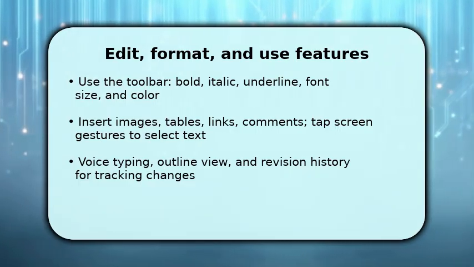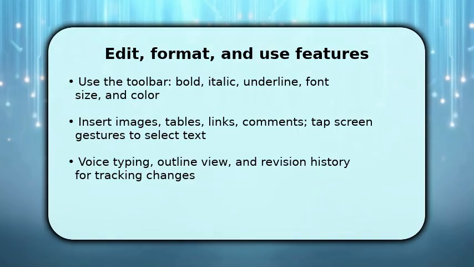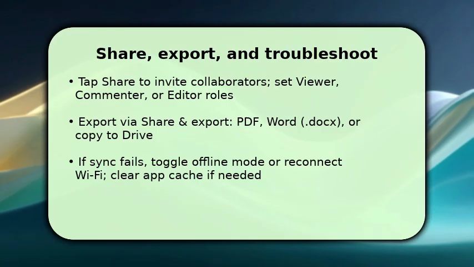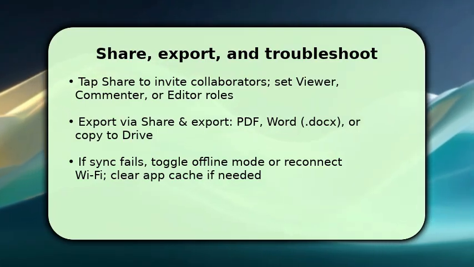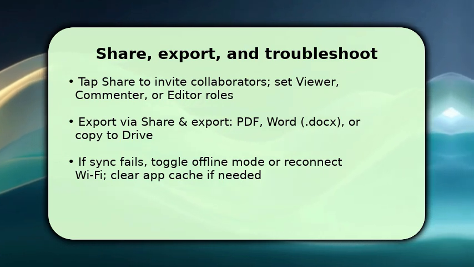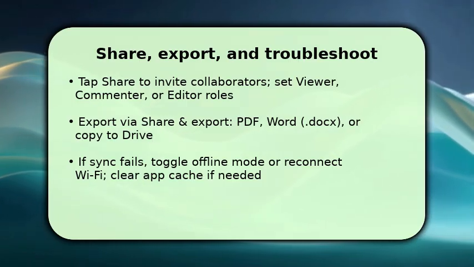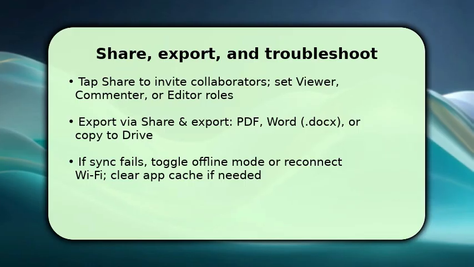Make sure to check revision history if you need an earlier version. It keeps your work recoverable. Finish by sharing and exporting your file. Tap Share, enter emails, and choose Viewer, Commenter, or Editor so people get the right access. Once shared, collaborators can edit in real time. To save a copy, use Share and Export and pick PDF or Word.